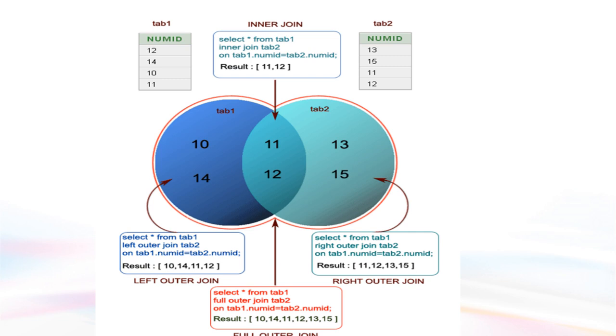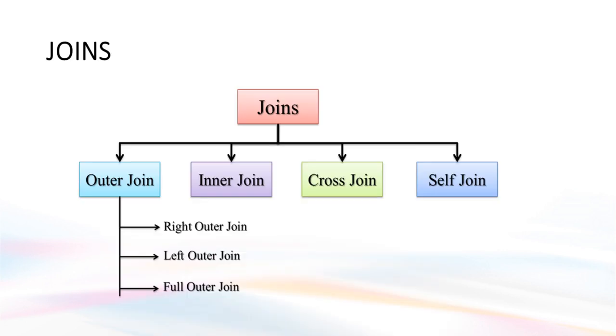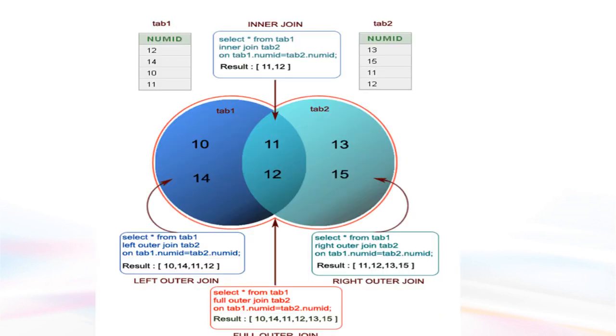Again, we have cross join, which is basically like a union. Union will give all the records, right? Similarly, cross join we can use. Just select star from employee, cross join, select star from department. So it will give all the record combinations. That is basically called cross join. All the combinations will be there.